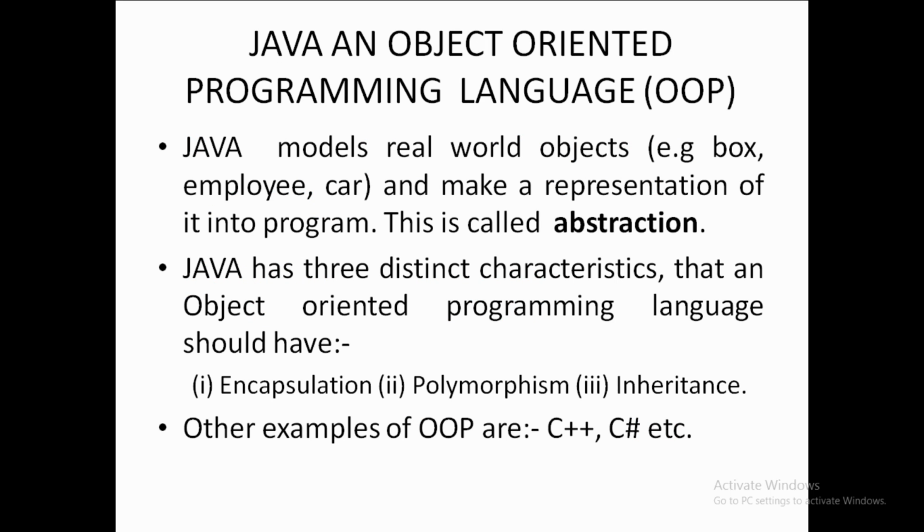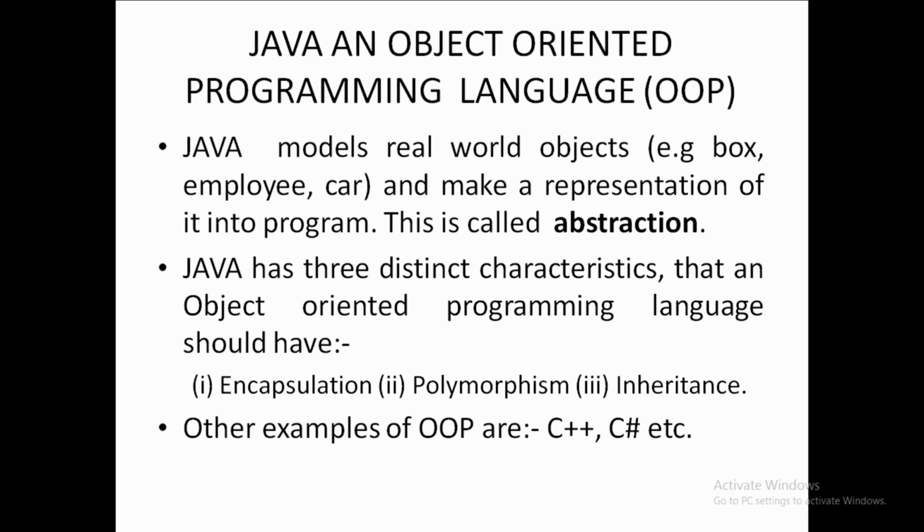In this slide, I am going to discuss why Java is considered an object-oriented programming language. The straight answer to this question is that an object-oriented programming language should have three characteristics, namely encapsulation, polymorphism, and inheritance. As Java possesses all three characteristics, it is considered an object-oriented programming language.